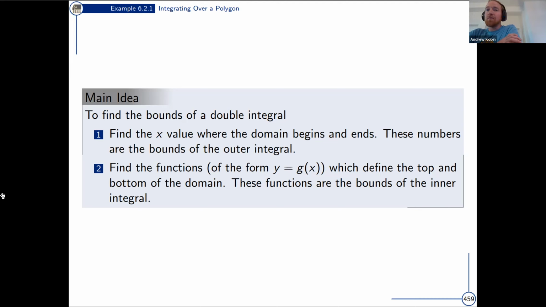For the inner integral, we need to find functions of the form y equals some function of x that describe the top and the bottom of the domain, and these will become the bounds on the inner integral, and they will in general involve variables. Notice that for part 2, the type of thinking you need to find these functions is exactly the type of thinking that we developed early in the course when we talked about the area between two curves. So given a picture that doesn't necessarily have functions describing it, the same type of procedure can be used to come up with two functions describing the top and the bottom function.